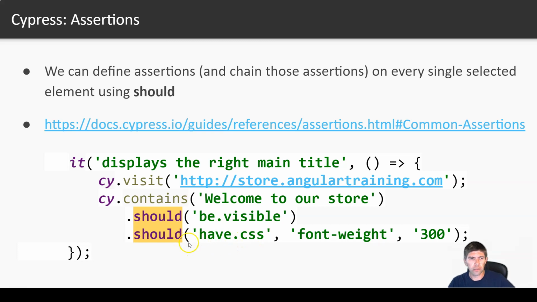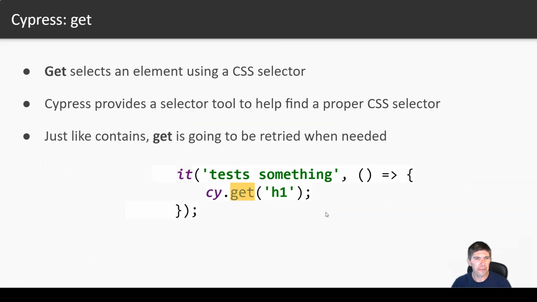And we can check other things. So it should have some CSS, font weight 300. So you can really check that it has the right color, right fonts, right tags, anything you want. There's many different assertions available, and you can chain them using should, just like this. So should be visible, should have some specific CSS, should be enabled, disabled. Pretty much anything you can think of, it is available and accessible through that API.